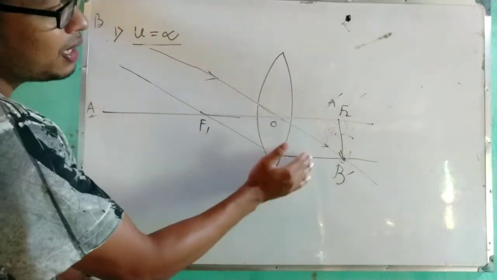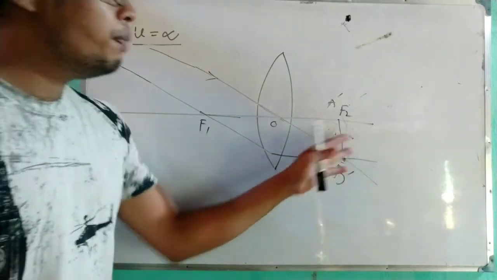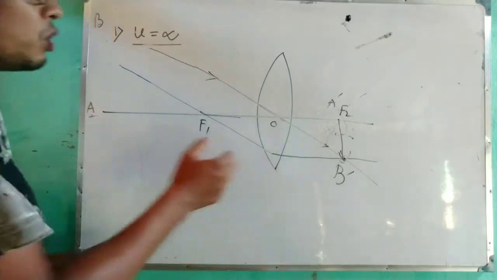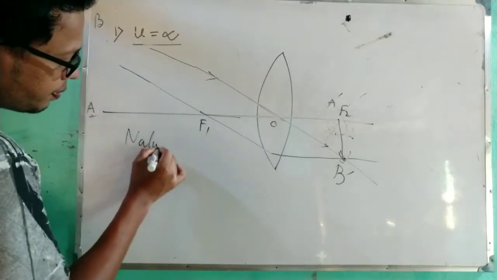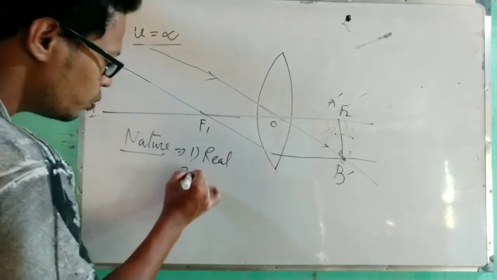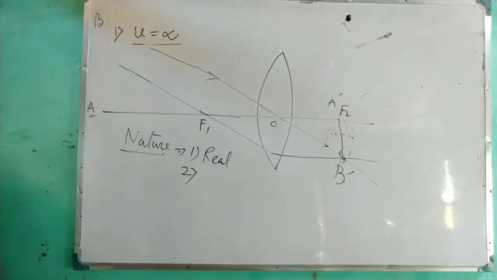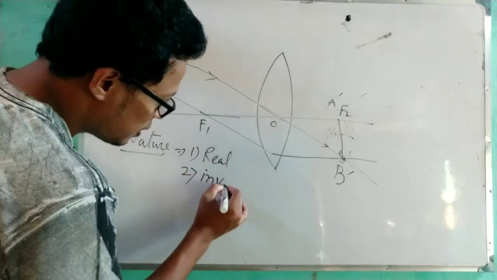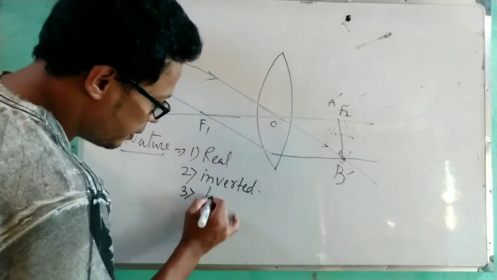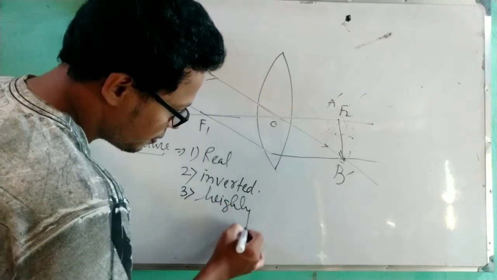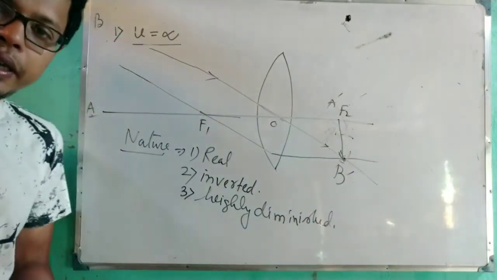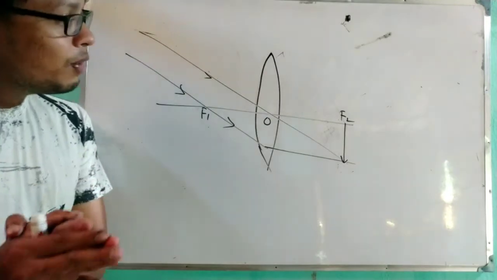Here the refracted rays actually meet, so here the image will be real and inverted. I told you, a real image is always inverted. So the nature of the image will be: number one, this is real. Number two, it is inverted. Number three, highly diminished. Clear?